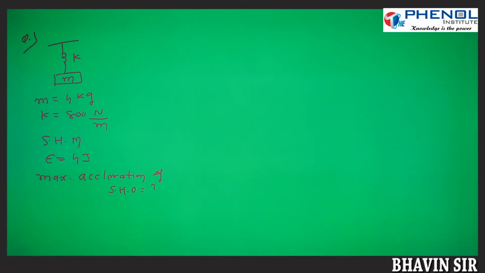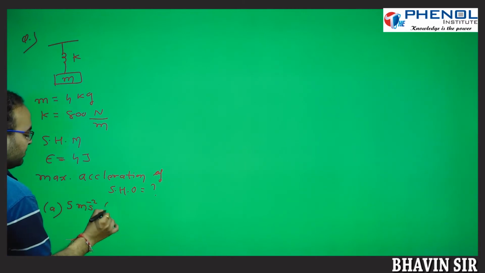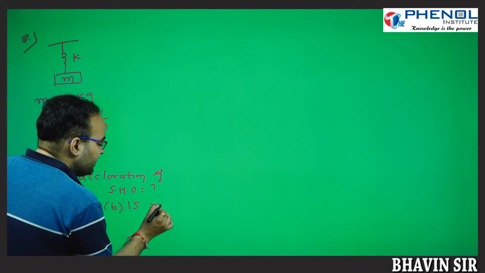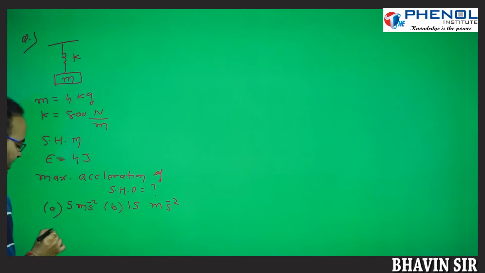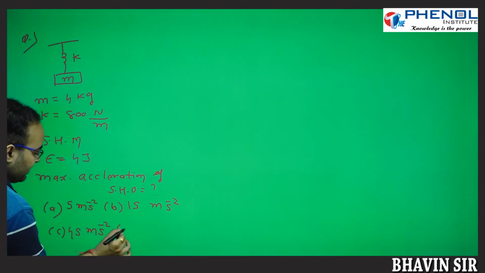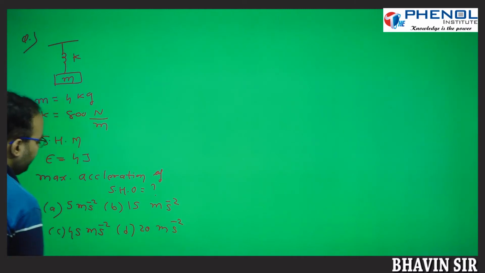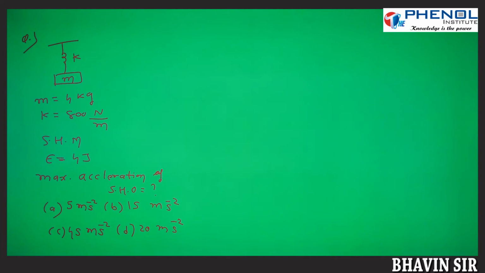Spring is a simple harmonic oscillator. And the options are: option A, 5 meter per second square, option B, 15 meter per second square, option C, 45 meter per second square, and option D, 20 meter per second square.